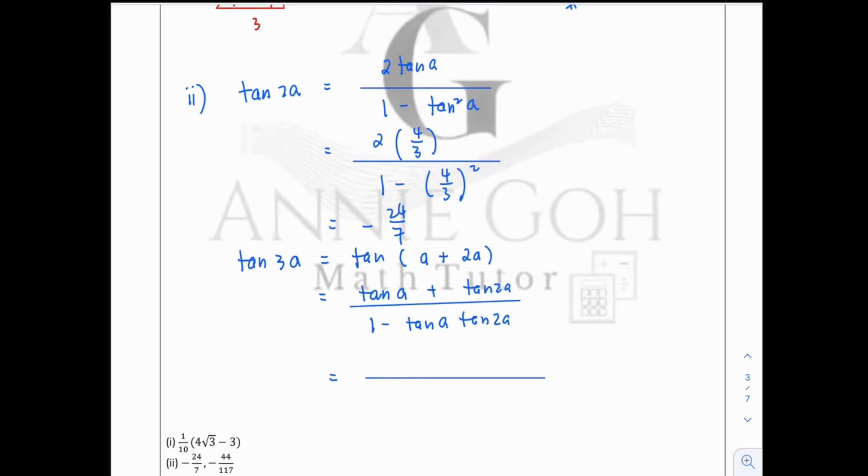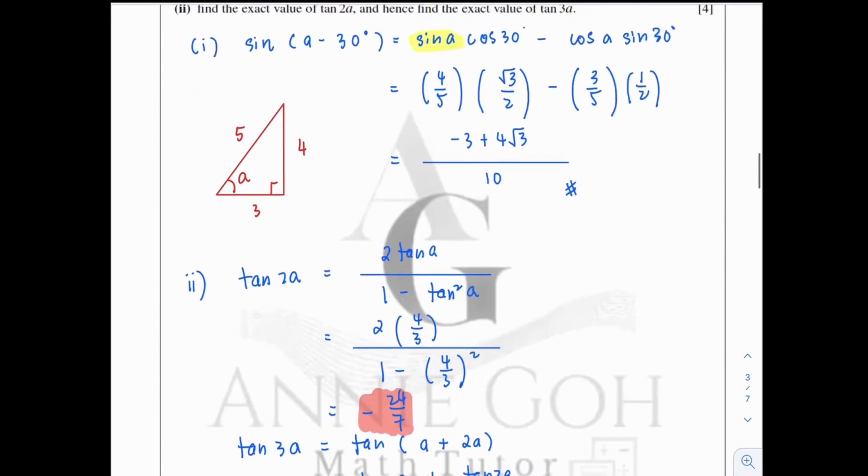Tangent A is actually equal to 4 over 3. Tangent 2A is, by using the answer that we found out earlier, negative 24 over 7. And for the bottom part, it's just 1 minus 4 over 3 times negative 24 over 7. And then you can just solve it by using the calculator. The final answer will be negative 44 over 117. Okay, this is how we make use of the compound angle formula and the double angle formula for this question.